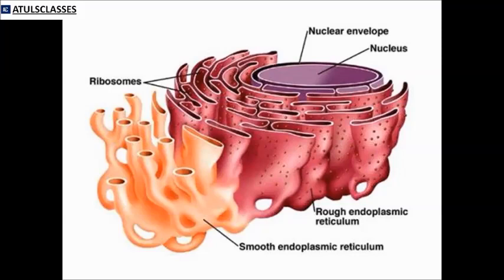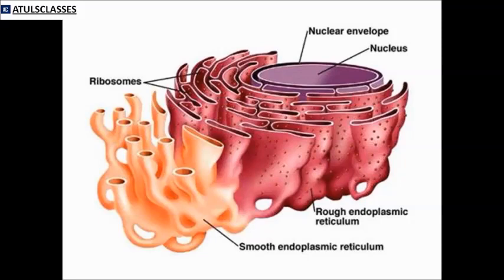You are seeing small dot structures on the rough endoplasmic reticulum, and the smooth endoplasmic reticulum doesn't have these dot structures. They are smooth and they are rough. The location can also be well seen: the rough ER is near the nuclear envelope, and the smooth endoplasmic reticulum, or SER, is towards the plasma membrane side.